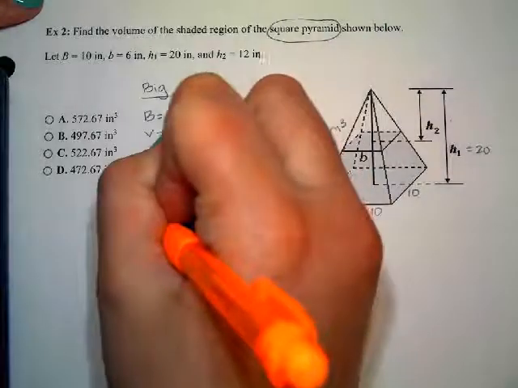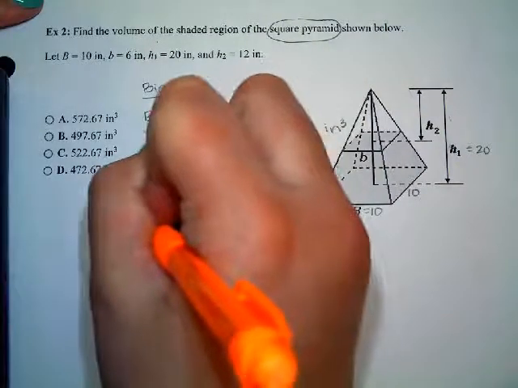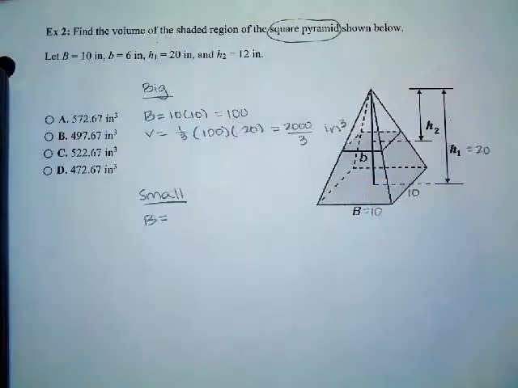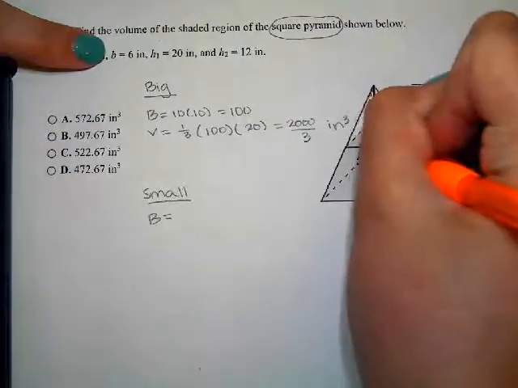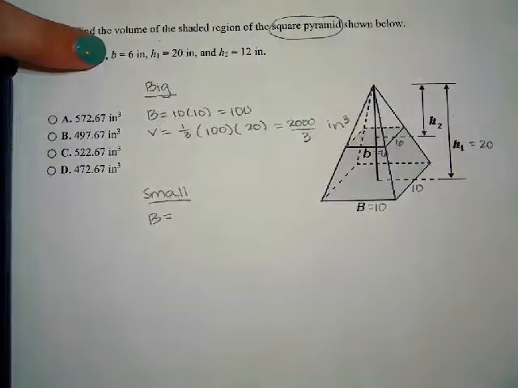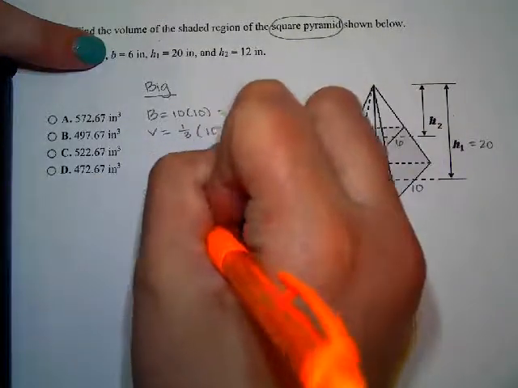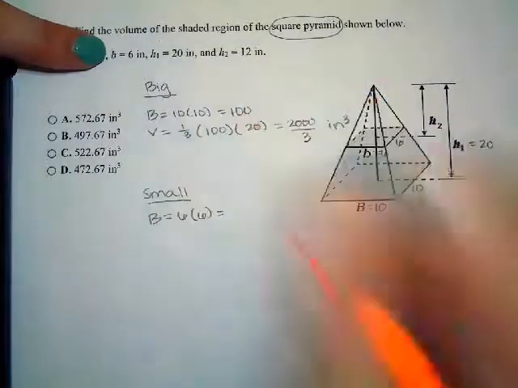All right, and then my small pyramid, the area of the base. So now we're using little b. So we have 6 and 6. So 6 by 6 is 36.